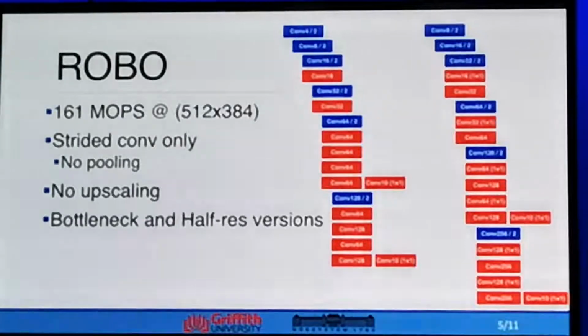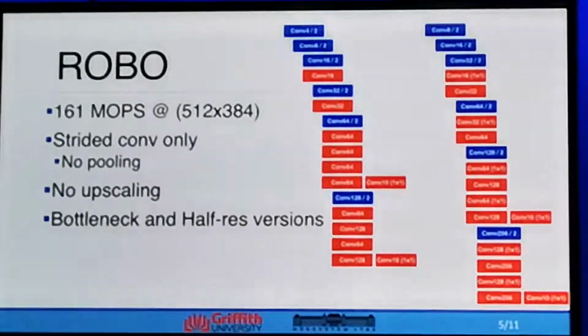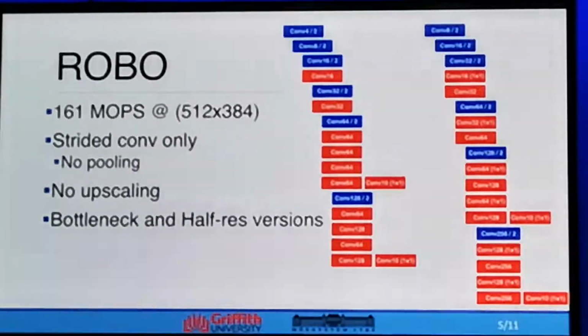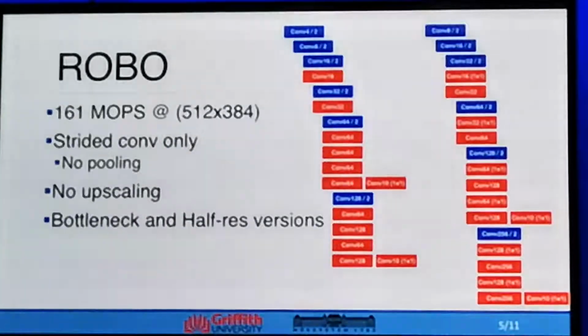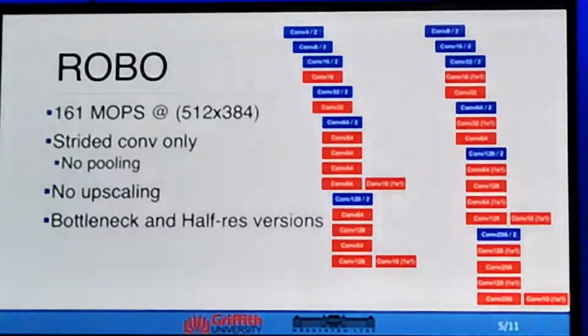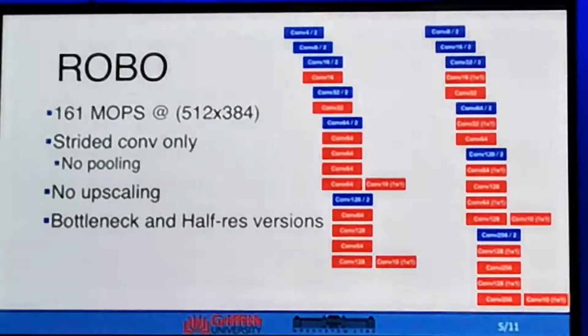We also have multiple versions of this network. The one you see on the right is the bottleneck version, which is more or less identical, except the channel counts are double, and we have a few bottleneck layers to save computation. We also have a half resolution version, which gets an input image that is half that displayed resolution, and it's missing the first downscaling layer, so it's the same as the left one, except the first layer is missing, so the input image goes in the second layer directly.